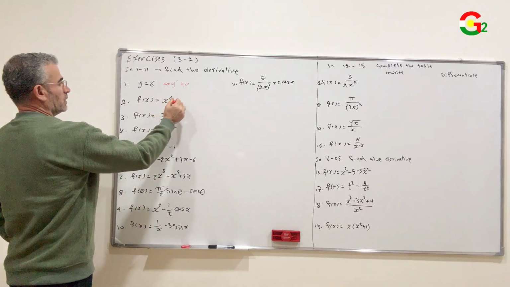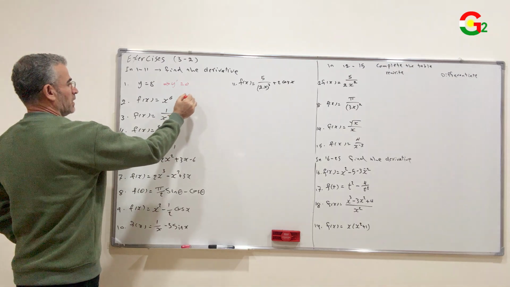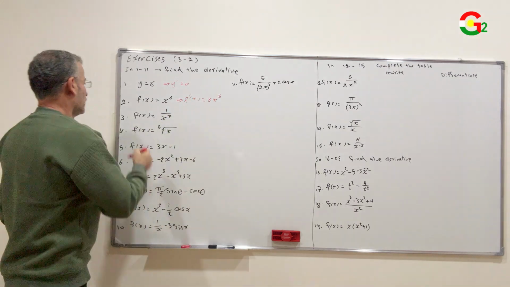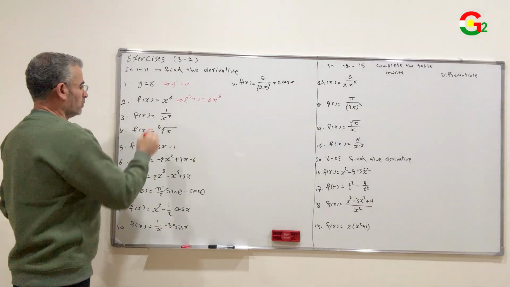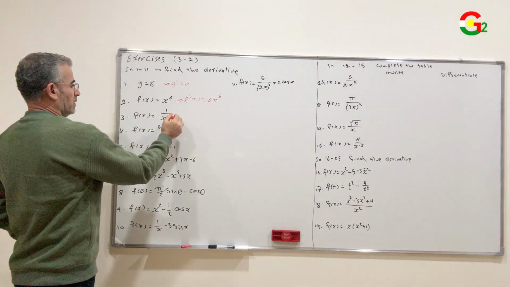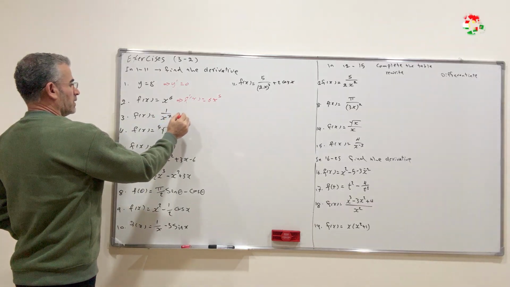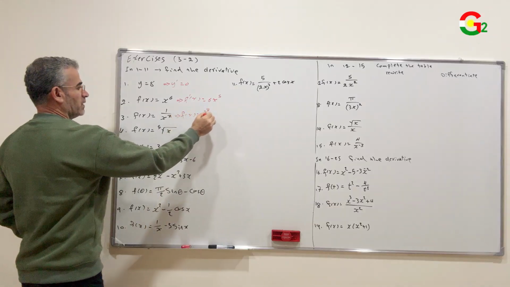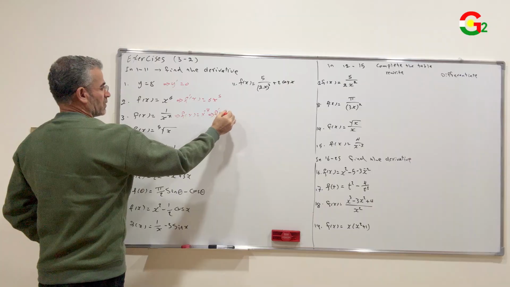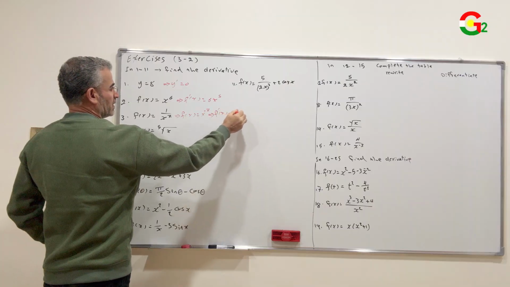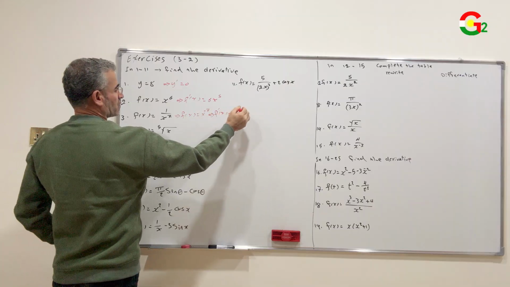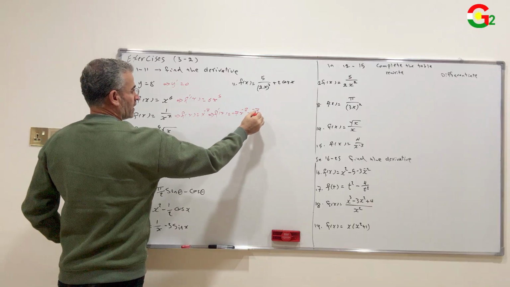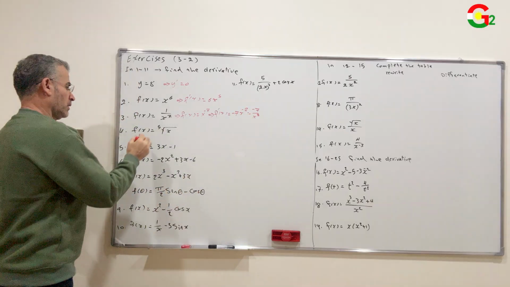f of x equals x to the 6, then f prime of x equals 6 x to the 6 minus 1, which is 5. f of x equals 1 over x to the 7. Rewrite this function as f of x equals x to the negative 7. Then f prime of x equals negative 7 x to the negative 7 minus 1, negative 8, equal to negative 7 over x to the power 8.